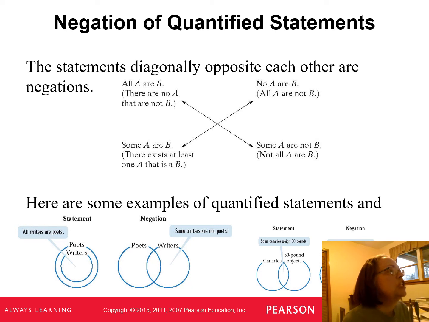Now, the negation of some A are B, like some people live in West Virginia, the negation of that would be no people live in West Virginia. So study the negation of quantifiers.